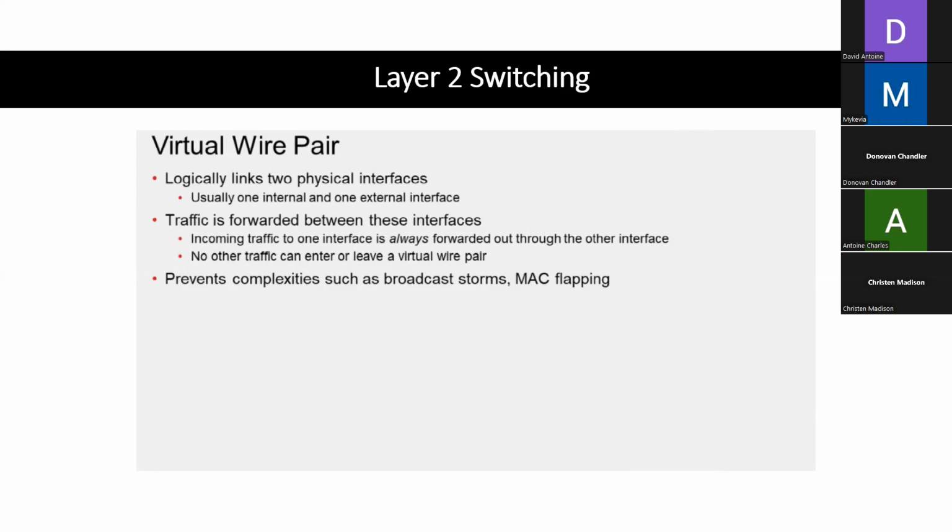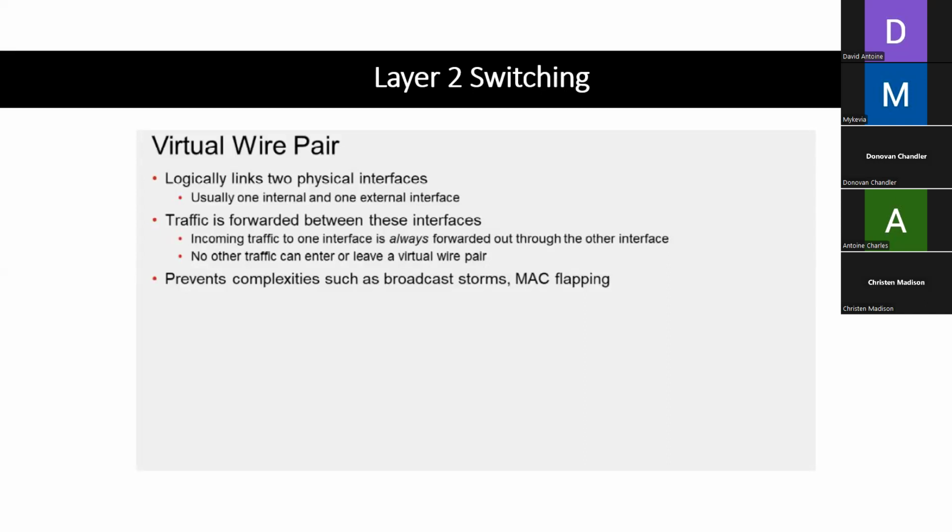Right. And so how it works is all traffic that comes in one port, that'd be port A, is just forwarded to another port. So traffic is not going to go through any other port. How that VW pair works, comes in one, goes out the other. That's it. And what this does is prevent layer 2 issues like broadcast storms or MAC flapping, because MAC flapping is a damn pain.